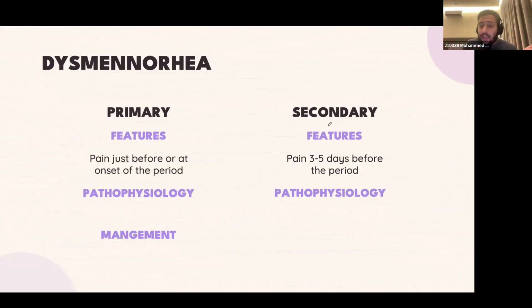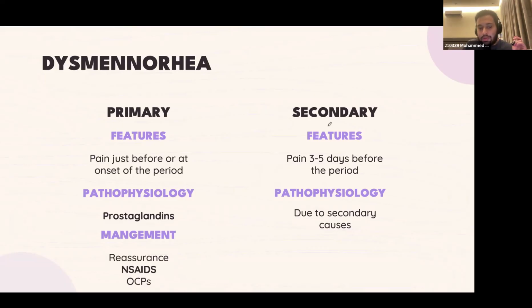Now, for secondary, the pathophysiology has many causes, depending on the underlying cause. Okay? Now, management of primary. Give me one drug that you can give. NSAID. What other drug can you give? OCP. Excellent. And then you reassure the patient. Okay? NSAIDs are very important. Why? Because of prostaglandins. Okay?